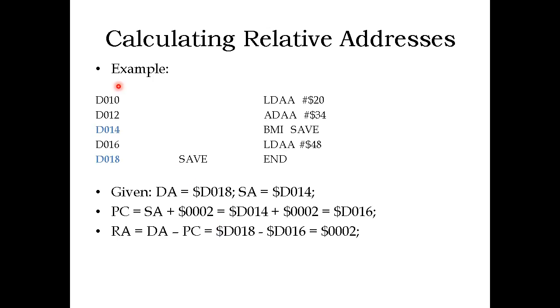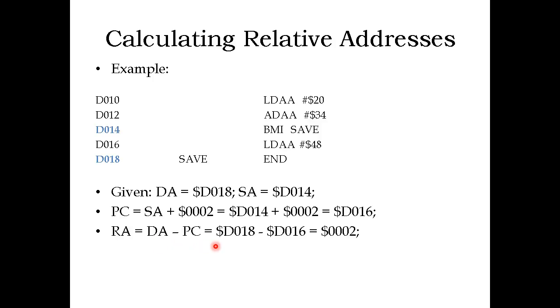So this is what I'm given. I know my source address, which is given, right? I also know my destination address, which is given. Now to calculate the relative address, I need destination address, which is already given. I also need program counter, right? The content of the program counter, but I can calculate it from the source address. So here you go. I just wrote the formula PC equals source address plus 0002. My source address is already given to me, right? So I just added 2 with that. That's my PC.